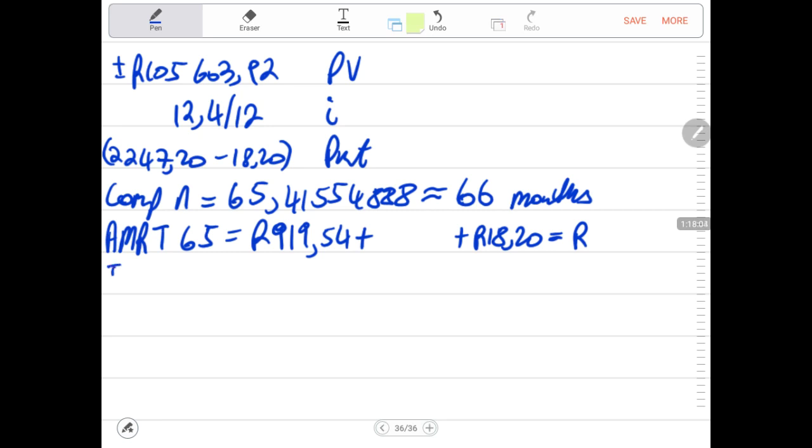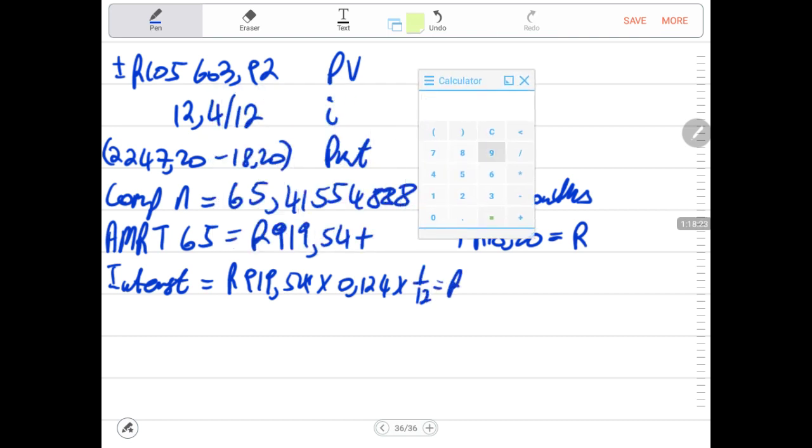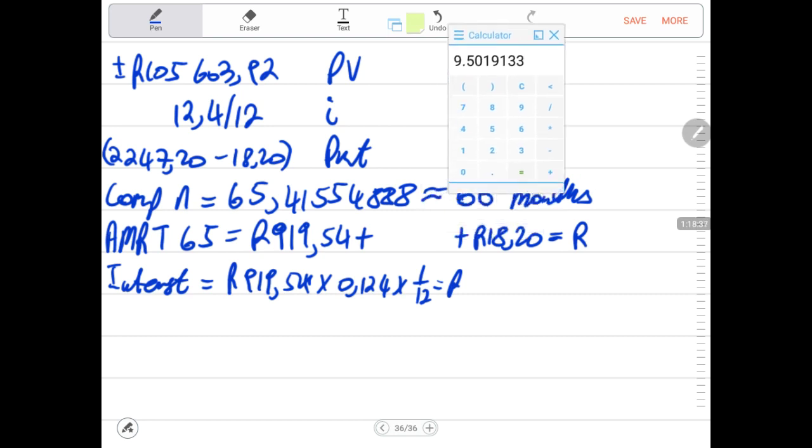So let's calculate our interest amount. And we know that our interest is based on the balance of the previous month, which is 919.54 times 0.124 times 1 over 12. How much is our interest? Our interest is 9.50, a very small amount, 9.50.